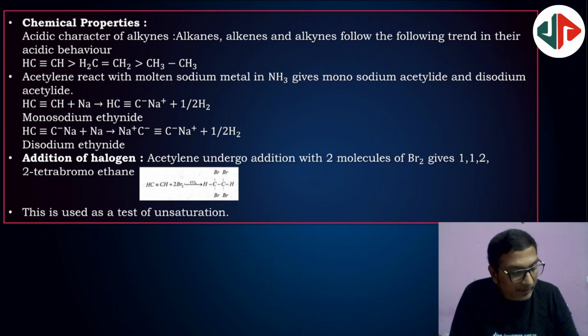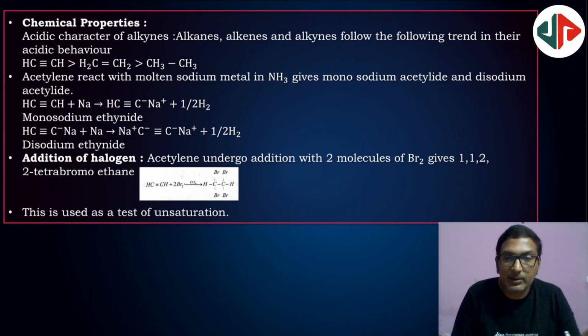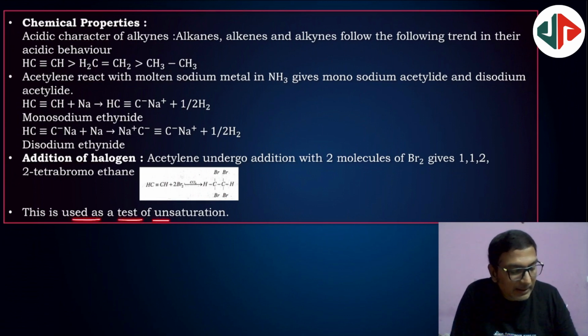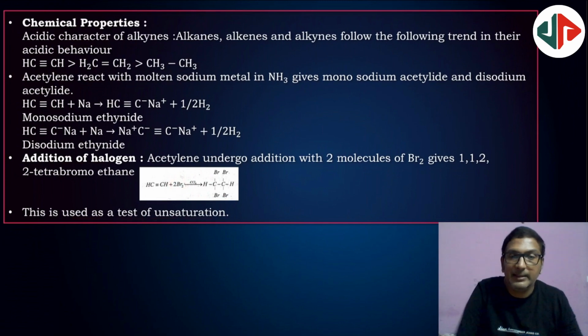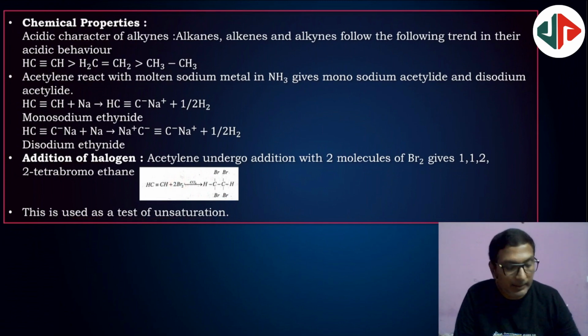Next, addition of halogen. Acetylene undergoes addition reactions with 2 moles of Br2. So, 1 pi bond means 1 mole of halogen is required. 2 pi bonds, 2 moles of halogen are required. So, this is also a test for unsaturation. Here, the red color will be decolorized. Br2 will be in red color.